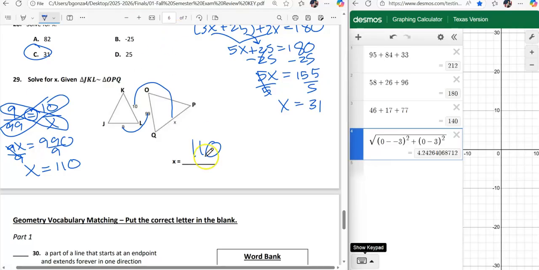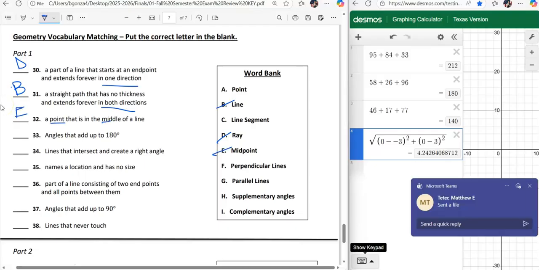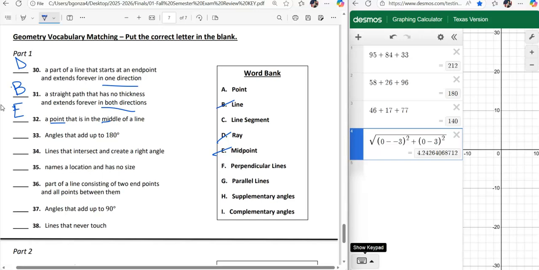Okay? Now here's a ton of vocab. Let's talk about it. Part of a line that starts at an endpoint and extends forever in one direction, that's going to be called a ray. Straight path, no thickness, extends forever both directions is a line. Point in the middle is a midpoint. Angles that add up to 180 degrees are a linear pair. Well, linear pairs if they're adjacent, but even if they aren't adjacent, you call them supplementary because 180 is supplementary.